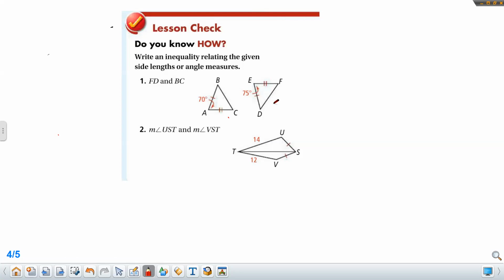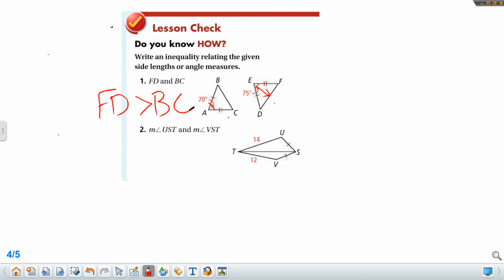But the included angles are not equal. Angle A has measure 70, but measure angle E equals 75. So we can't say the two triangles are congruent, or that BC equals FD. They are not equal. But which of them is bigger? FD, because FD is opposite to the bigger angle, E, of measure 75. So here we can say FD is bigger than BC.